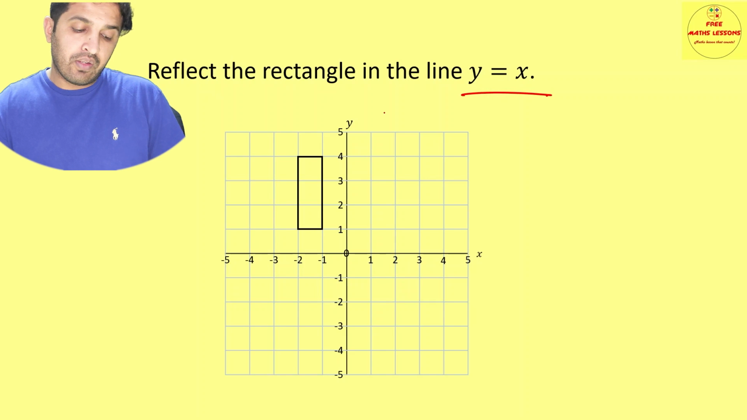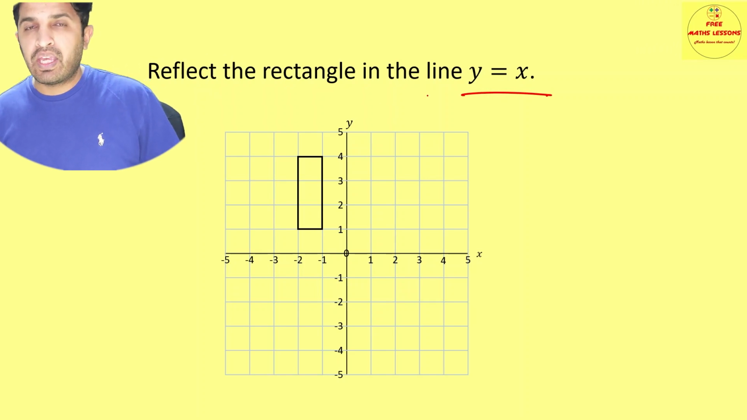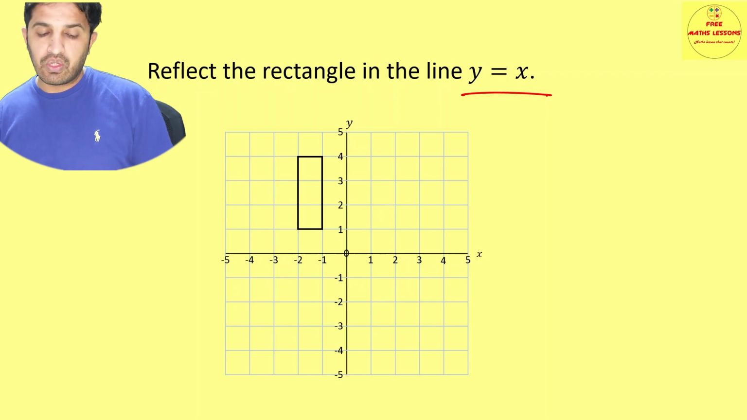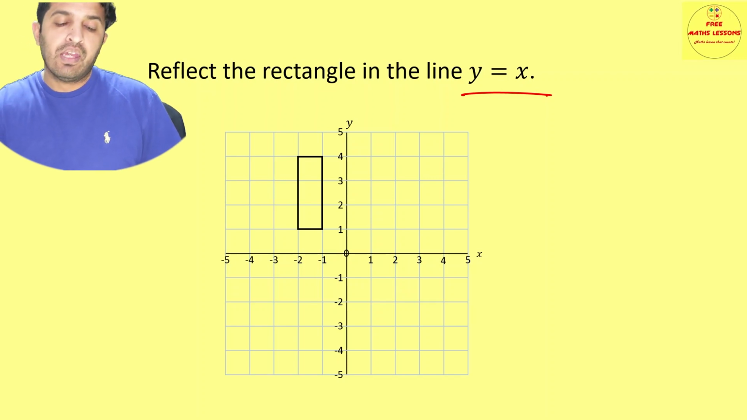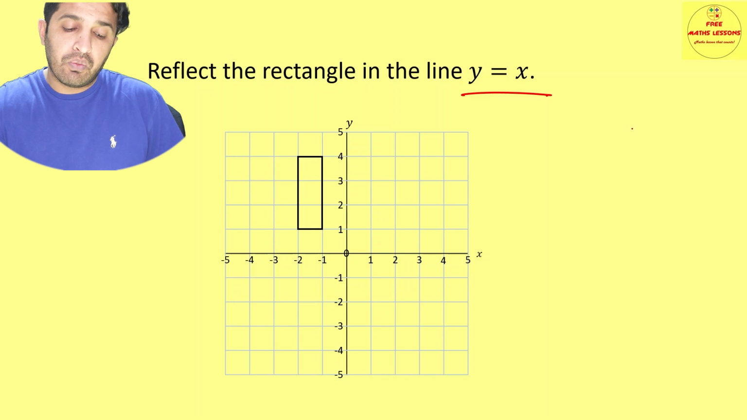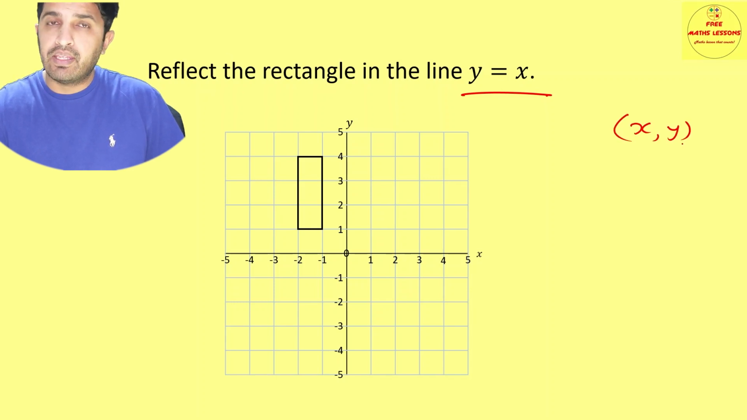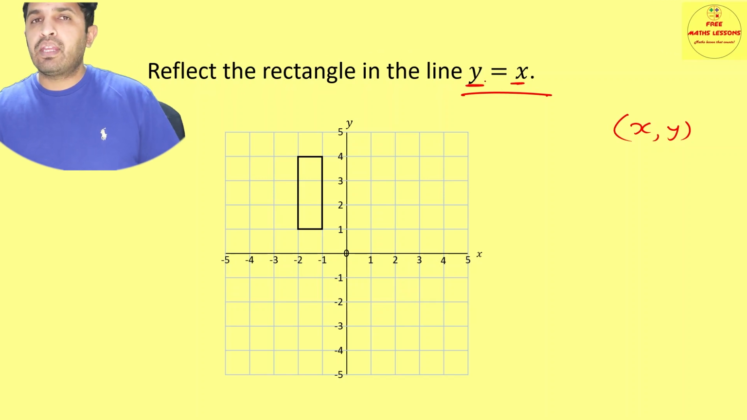Reflect the rectangle in the line y equal to x. We haven't looked at what the line y equal to x looks like, so we're going to try and draw that line from scratch. So, y equal to x line. When you write your coordinates down, you always write x and then y. So if the y value and the x value are exactly the same, give me any coordinates where the y value and x value are going to be the same.